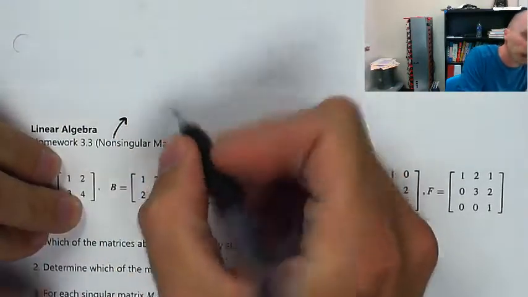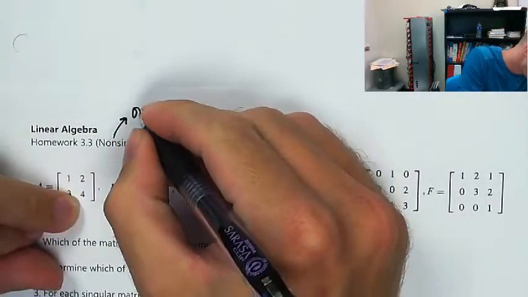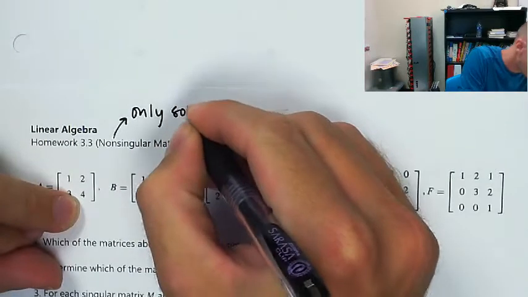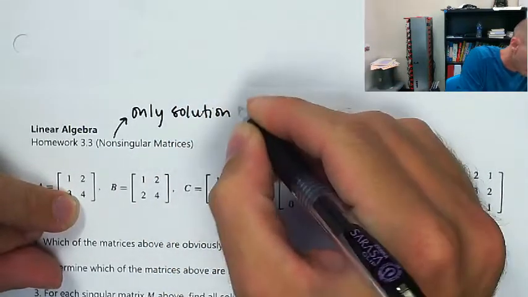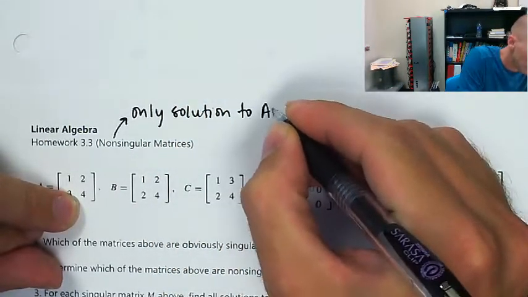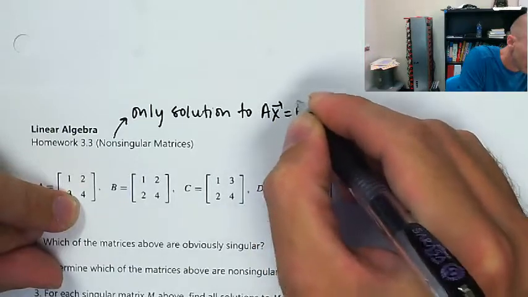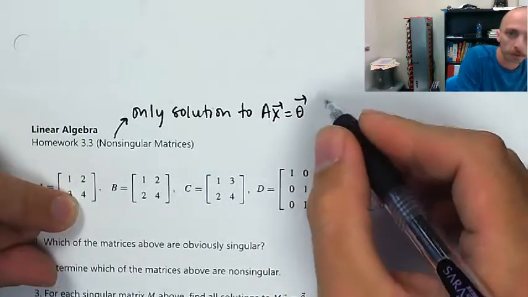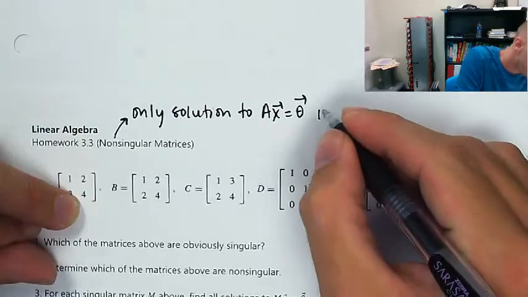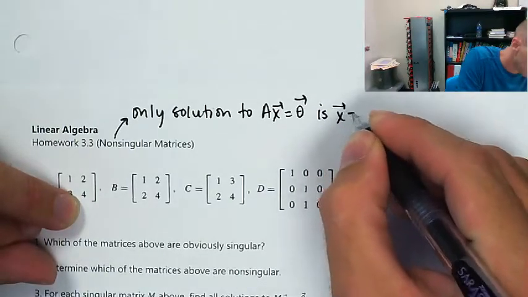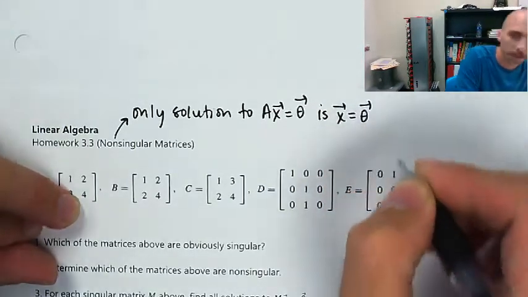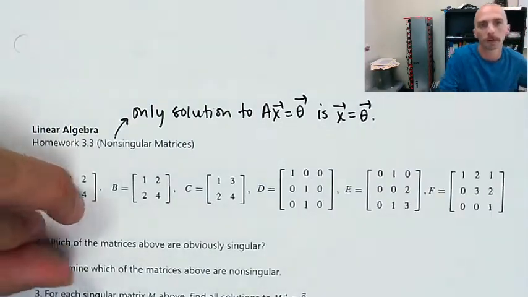A matrix is non-singular if the only solution to the matrix equation AX equals 0 is the solution X equals 0. And that's the definition of a non-singular matrix.